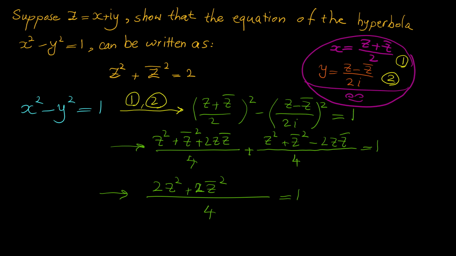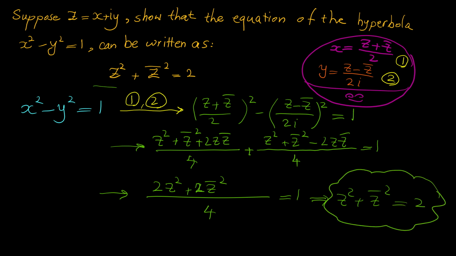If we multiply both sides by 4 to get rid of the denominator, then we have 2z² plus 2 z conjugate² equals 4. And if we cancel the 2 from both sides, finally we simply have z² plus z conjugate² equals 2. And this is exactly what we wanted to prove here.